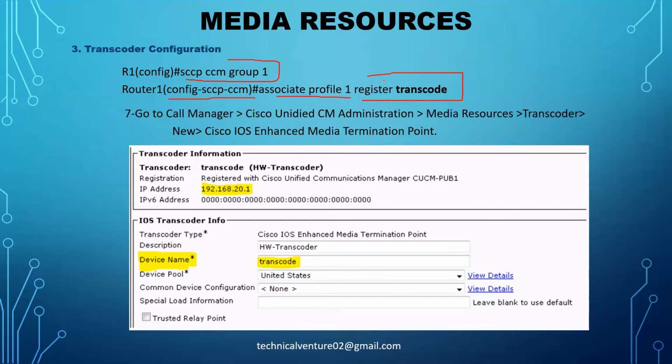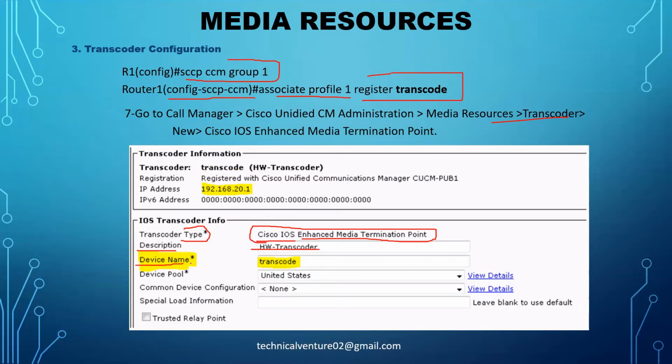Now what you need to do on the CUCM: go to your Call Manager, CM Administration, Media Resources, Transcoder. Once you open this, you will see the option for the transcoder, but the transcoder type would be different. It will not show anything related to the transcoder. It will show Cisco IOS Enhanced Media Termination Point. So this is your hardware transcoder. In the description, we can mention hardware transcoder.